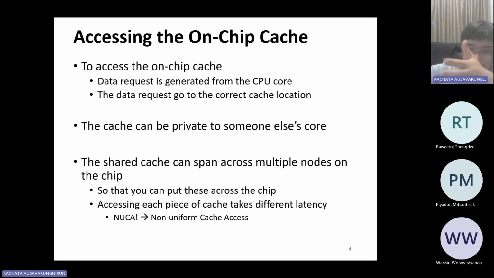And to access a piece of the cache, it would take a different time. Imagine I have to go to the further building. It would take me more time. So you have a new concept called NUCA, non-uniform cache access. So my cache access can take some time, non-deterministic. It can be suddenly 2 cycles, 3 cycles, 4 cycles, or a longer time, right? It can be longer.